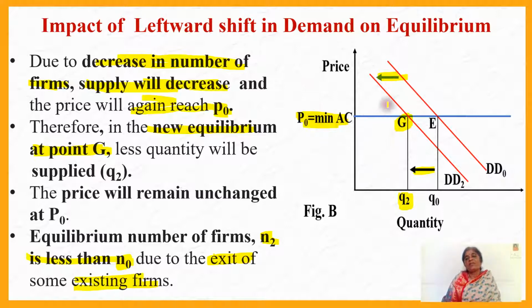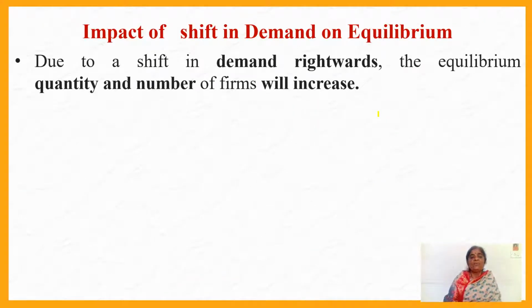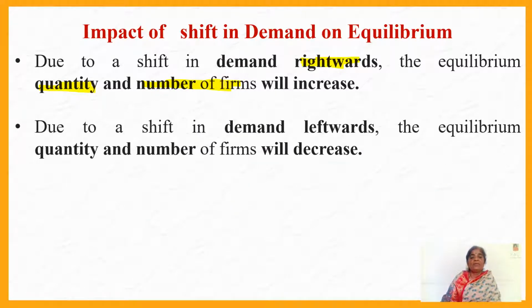And also, when there is a rightward shift, the number of firms increases because of the supernormal profit. When there is a leftward shift, the number of firms decreases because of the exit or leaving of the firms from the market because of the loss. Therefore, we can conclude, due to a rightward shift in demand, what will happen? Quantity increases and the number of firms also increases. And due to a leftward shift, what will happen? Quantity and the number of firms both will decrease.